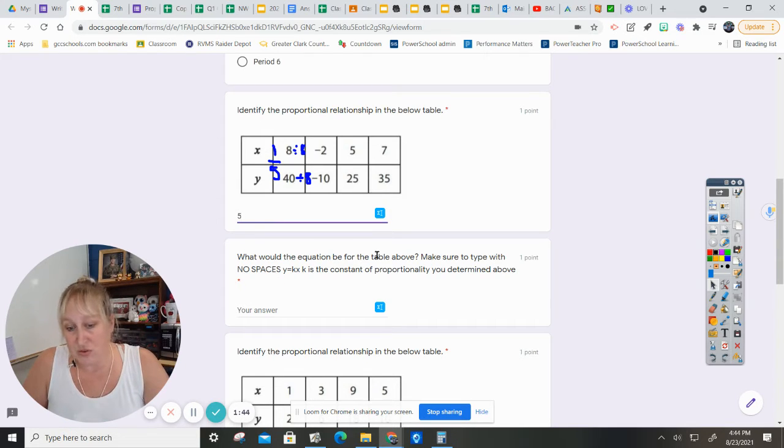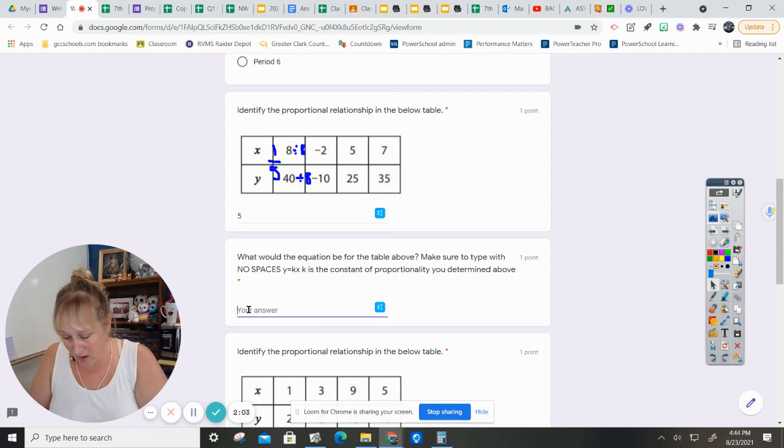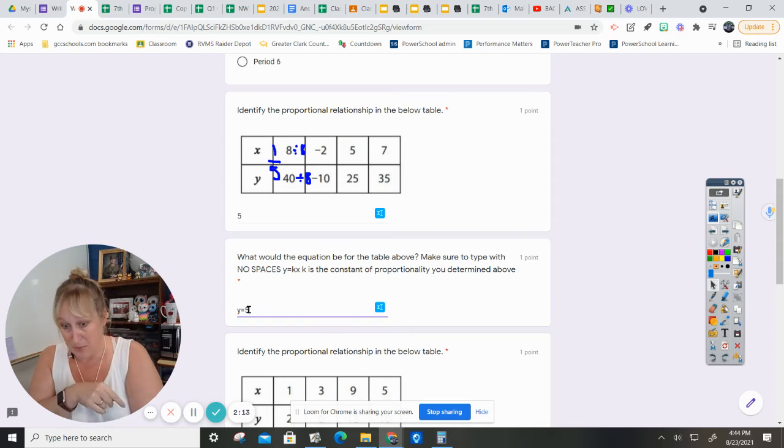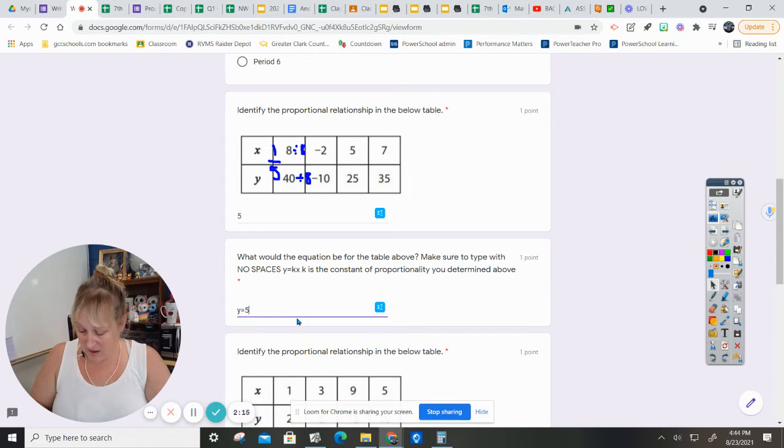What would the equation be for the table above? Make sure to type with no spaces y equals kx, where k is the constant of proportionality that you determined above. So y, the y that's right here, equals k. And in this case, k is our constant of proportionality, which is 5 from the table above. 5x. Now let's prove it.